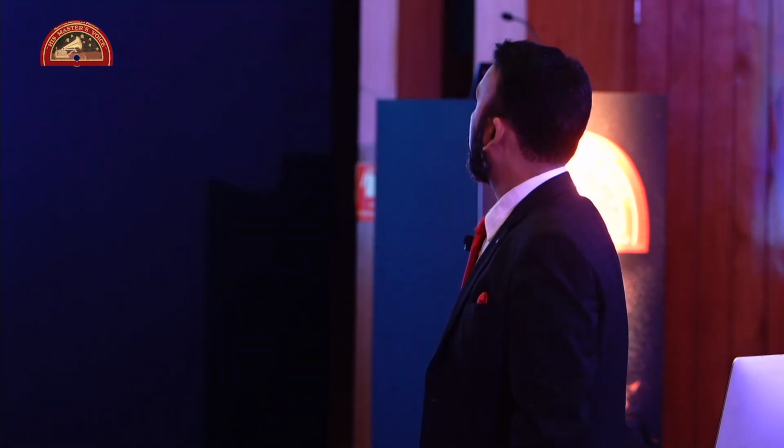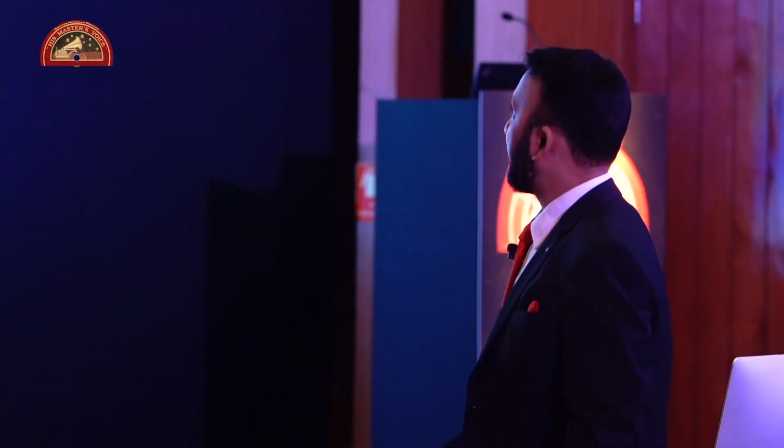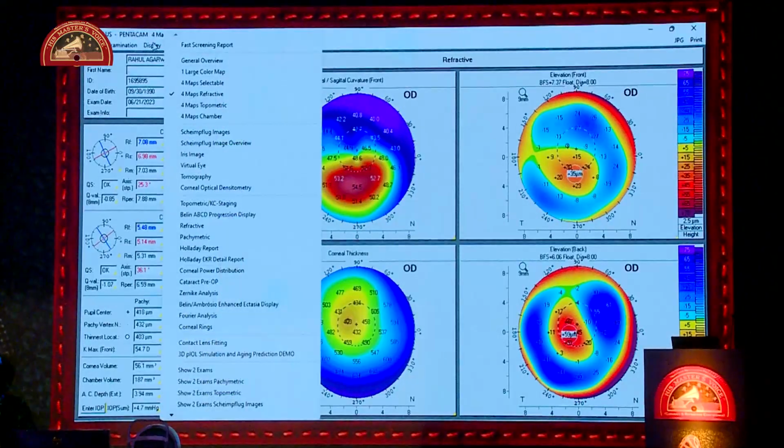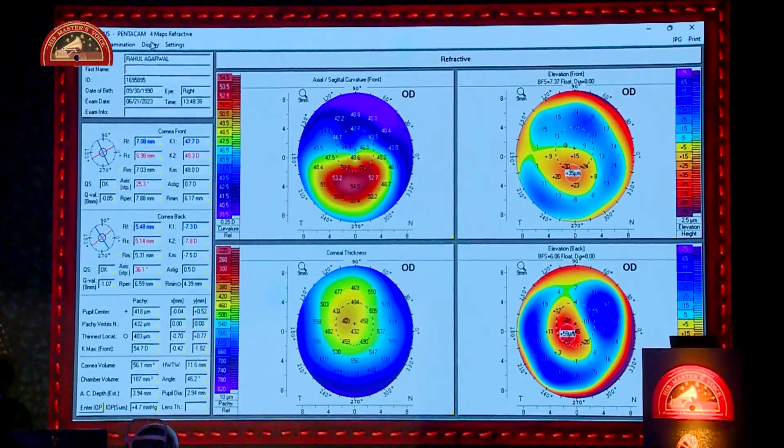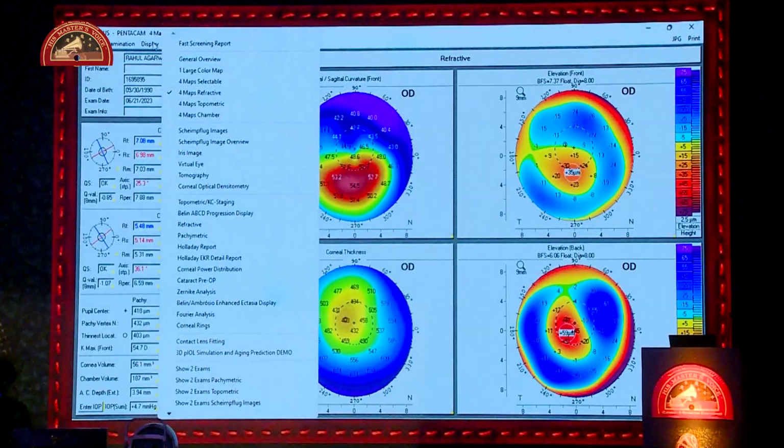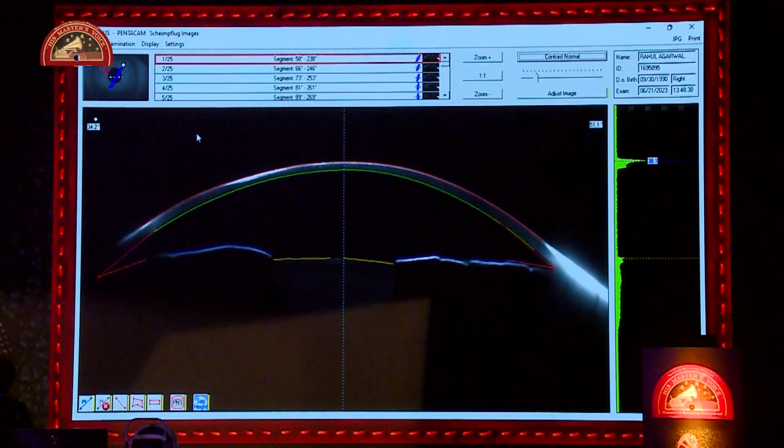Can we have this case displayed on the machine? So by default, it looks like ectasia, and we are seeing here that there is a significant elevation. But can we have, along with this, a Scheimpflug image? Yes, that's a Scheimpflug image. And if you can see here, there is actually a scar there. And what has the scar done? The scar has flattened the cornea there.